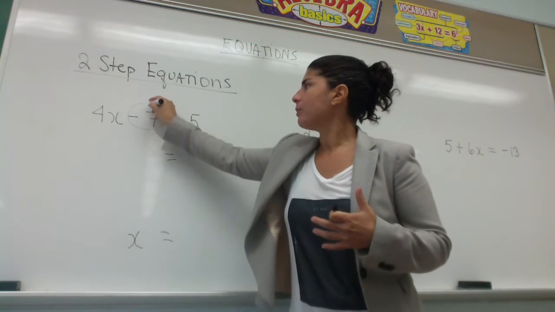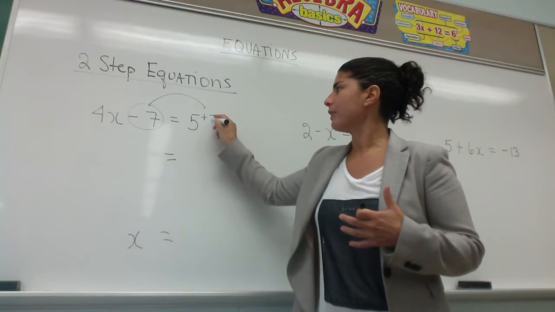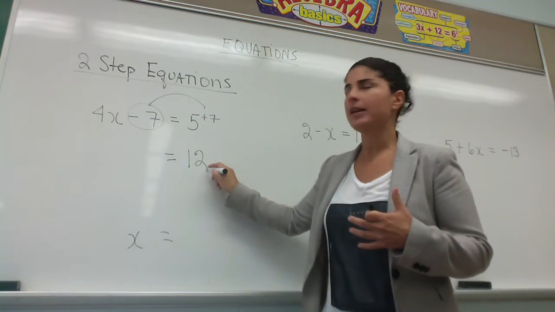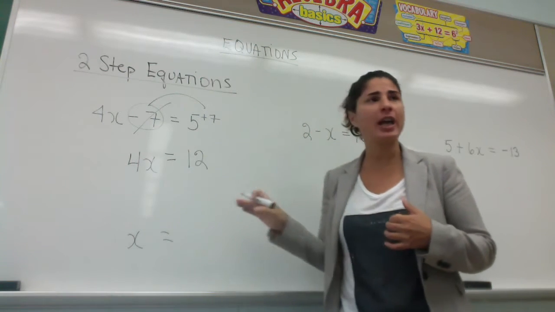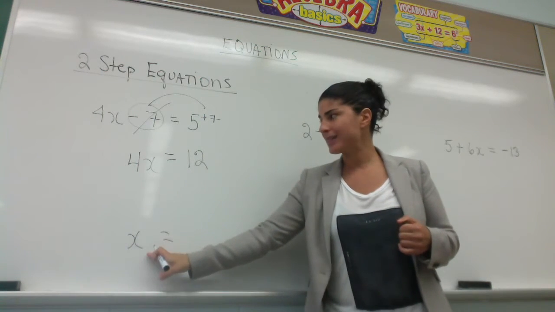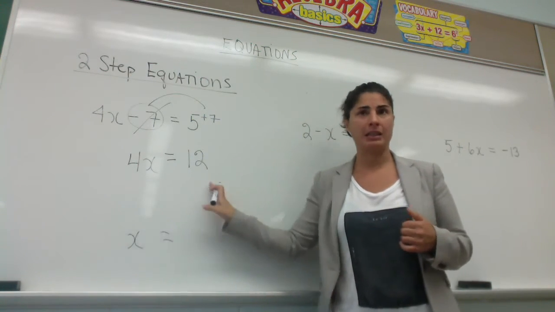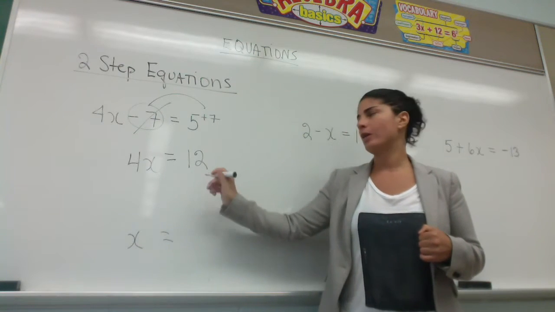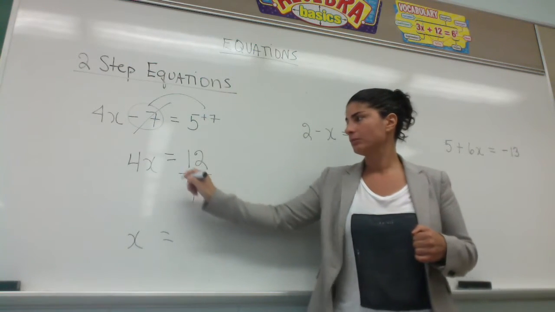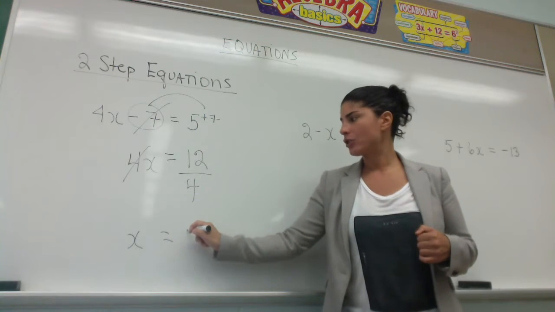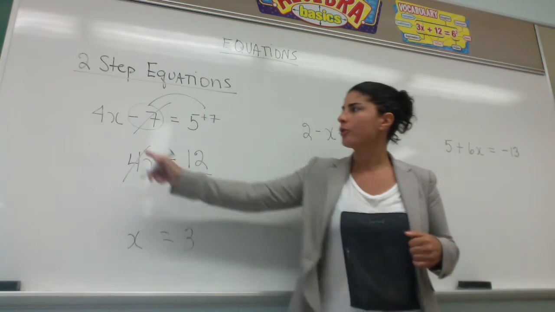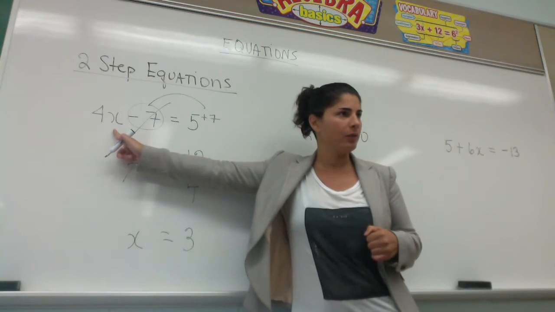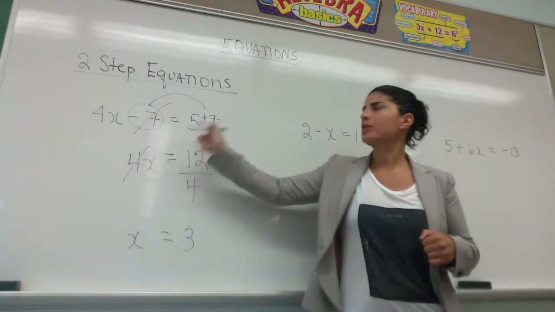Minus 7 becomes plus 7. So I have a 12 on this side. I've erased this. So I'm almost there, because the objective is to find out what x is. Well, right now I know what 4x is. 4x is equal to 12. I divide by 4, and now I have the answer of 3. The value of x is 3. Is it true? 4 times 3 is 12. 12 minus 7 equals 5. Yes.